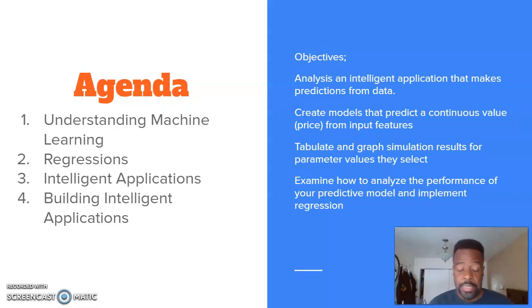Our agenda is as follows. We want to understand machine learning, think through regressions, also talk about intelligent applications, building intelligent applications. And our objectives are as follows. We want to analyze an intelligent application that makes predictions from data, create models that predict a continuous value, price, from input features, tabulate and graph simulation results from parameter values that we select, and examine how to analyze performance of your predictive model and implement regressions.